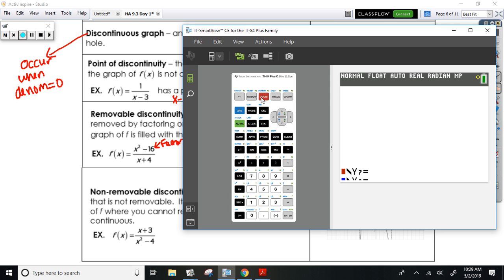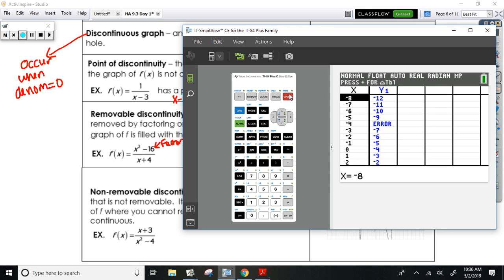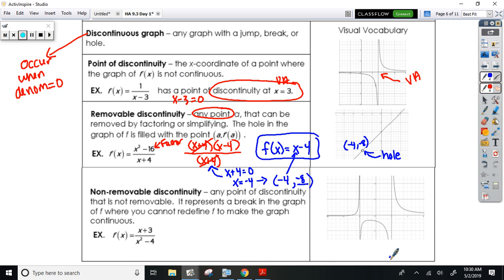And Zoom 6. Now when you graph it on your calculator, you don't see the hole. It looks like it's a straight line. A slanted line. A line. When you go to the table, second graph, you will notice at negative 4 there's an error showing that there is a discontinuity. So a lot of you will use the table to help you find the discontinuity too and make sure you did it right. But just be aware that the graph is not going to necessarily look how your graph should look. You have to have that hole drawn on your paper.